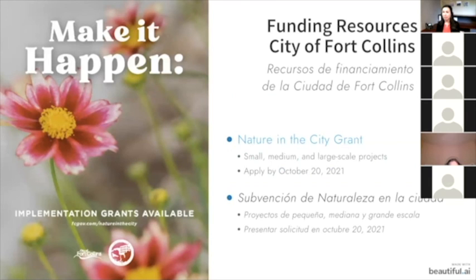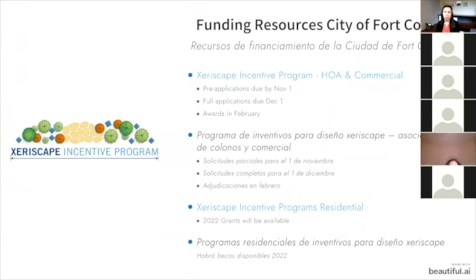Everybody wants to know about funding resources, of course. Northern Water has their grant opportunities, but in addition to that, there's a couple with City of Fort Collins. I know that you're not all with City of Fort Collins, but just wanted to give you some different examples of ways that you could do some of this funding. The Nature in the City implementation grants you can apply for right now by October 20th. The City of Fort Collins also has the ZIP program for HOAs and commercial areas, or a residential ZIP program as well. And so there are grants or rebates available through there.